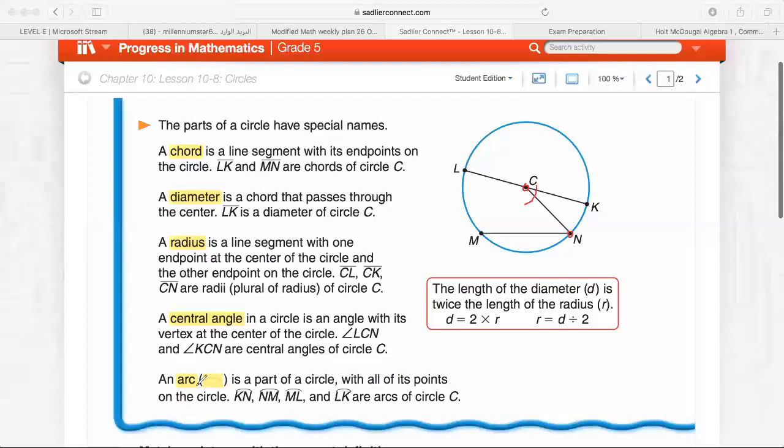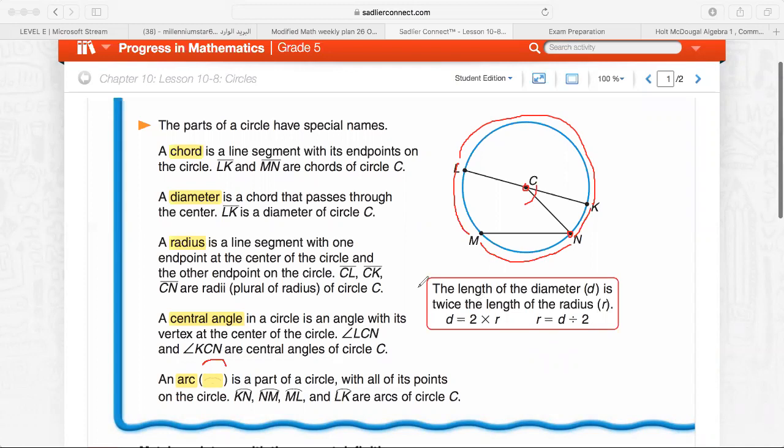An arc is drawn like this. It is a part of a circle with all of its points on the circle, like KN. KN is an arc. Like NM. NM is an arc. Like ML. ML is an arc. Like LK. LK is an arc. All of those are arcs of circle C.